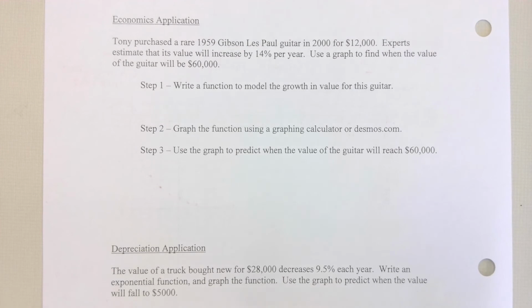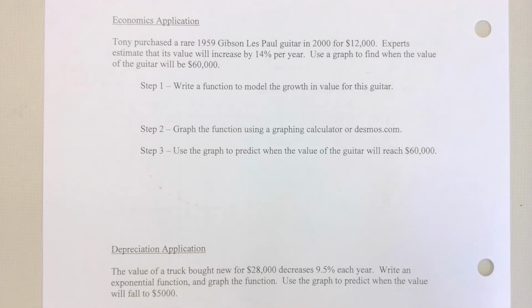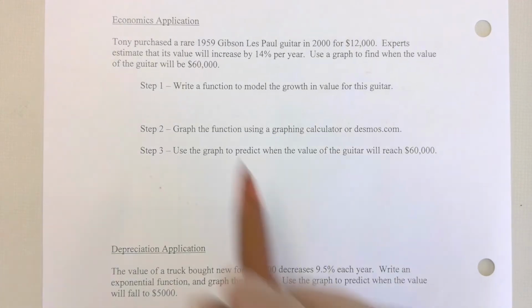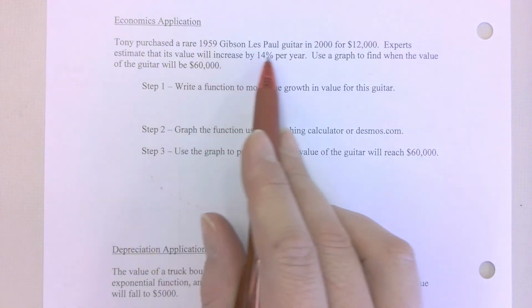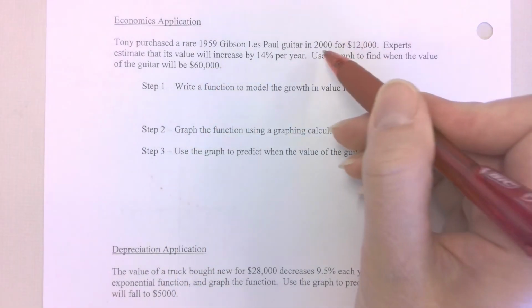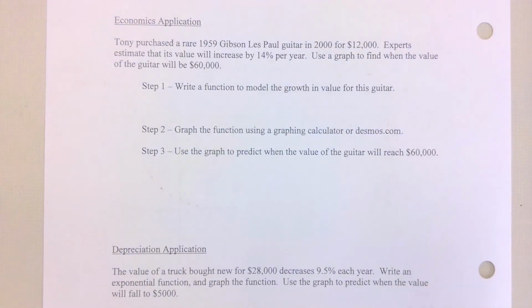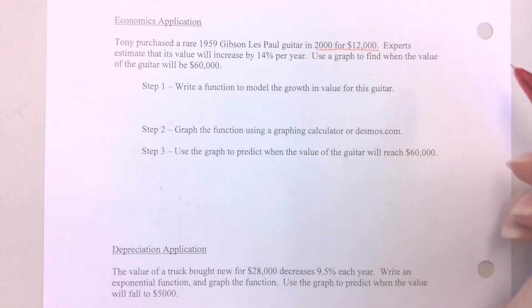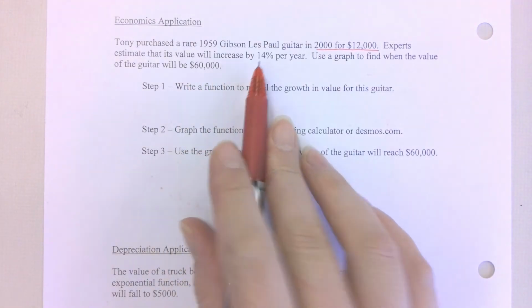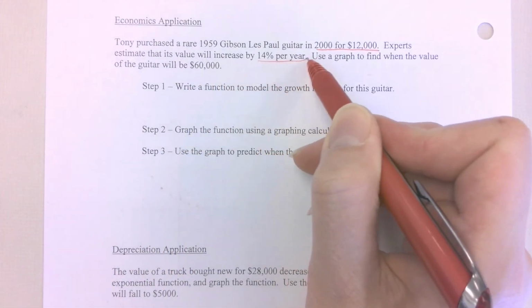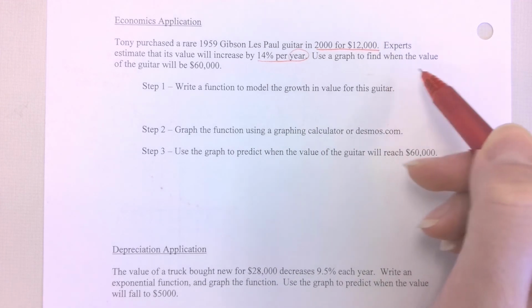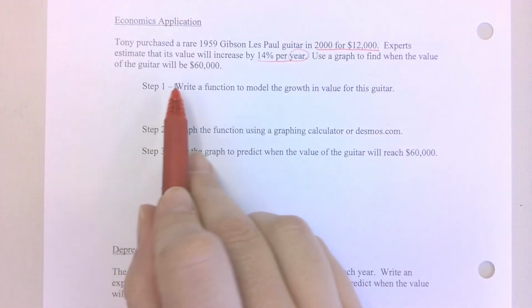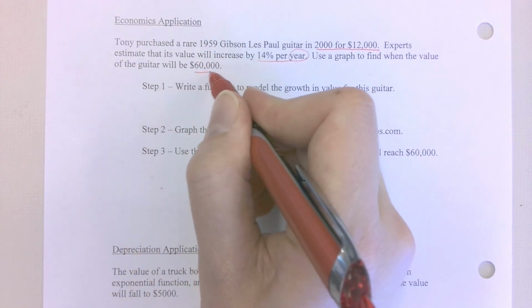Continuing with our last couple of examples in our 7.1 notes on exponential growth and decay, we're going to do some predictions. So we have a rare Gibson guitar, and it was purchased in the year 2000 for $12,000. Experts estimate its value increased by 14% per year. And we're going to use a graph to find when the value of the guitar will be $60,000.